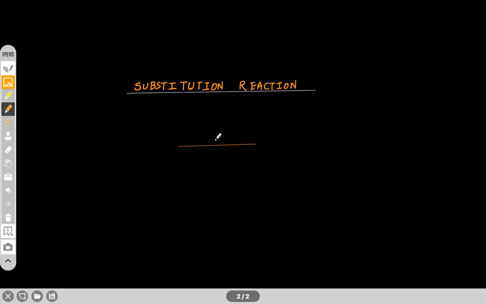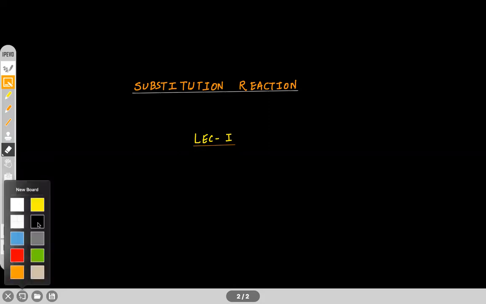If you look at the name, with the name only you can understand that there is substitution taking place. But substitution of what? That's the question. So first of all, what is a substitution reaction? When you look at the reaction, let me show you an example.